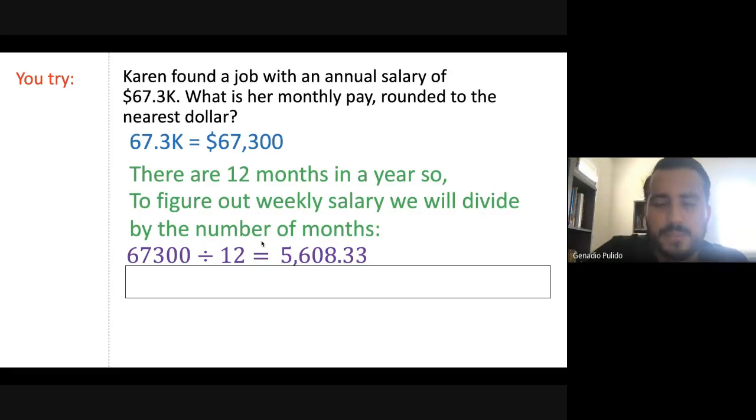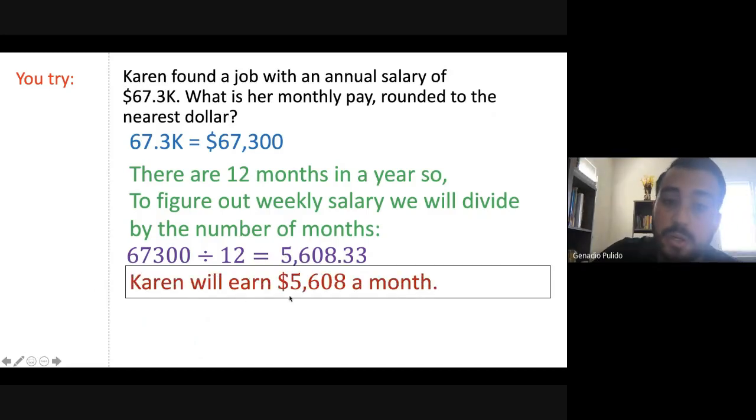5,608.33. Again, because we're talking about money, I usually do 2 decimal places. Now, in this case, we're rounding to the nearest dollar, so we're talking about the nearest whole dollar. Because the number after the decimal is 0.3, it's less than 5, I'm just going to round this to 5,608. So that means that Karen will earn $5,608 a month.